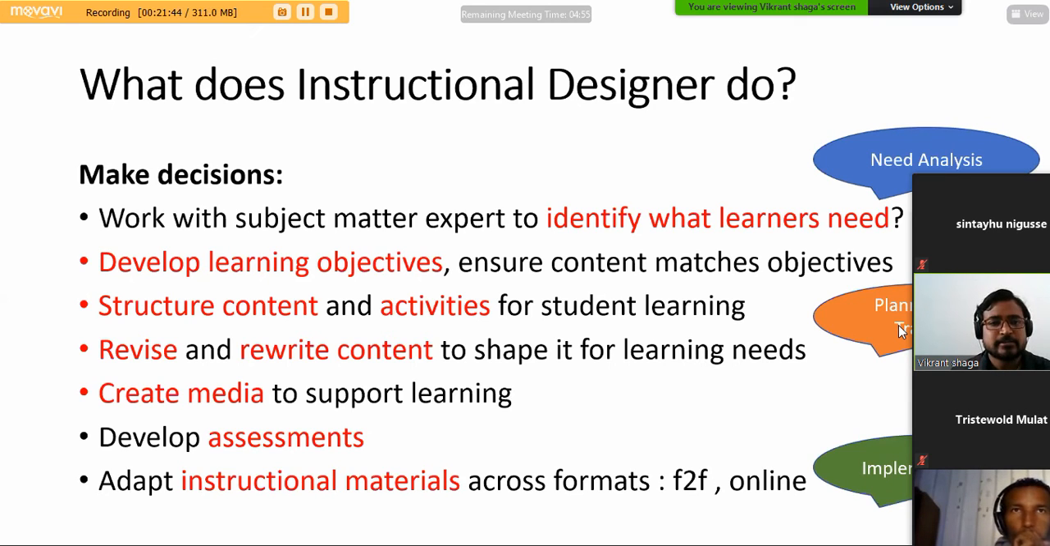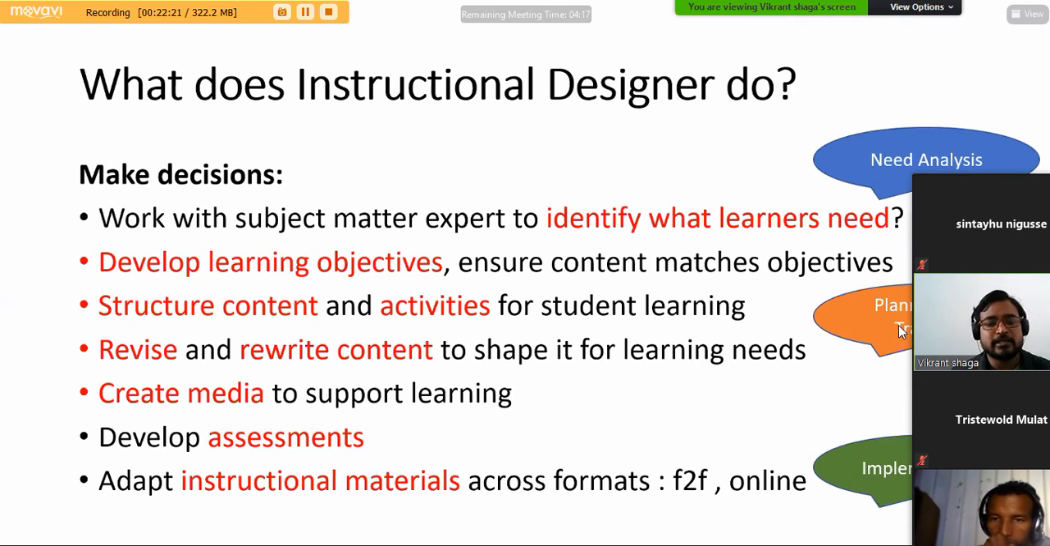Okay. Then revise and rewrite the content to shape it for the learning needs. See, if I show you the same content for every batch, right, it is not good, right? So every time there should be a revision of the course, the content that you are learning. Like I told you, there are always advancements, right? The new things are coming every time, so you need to upgrade your course. So revise the content according to the upgradations, advancements.